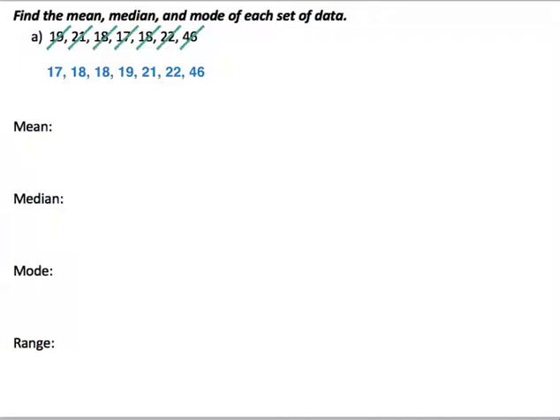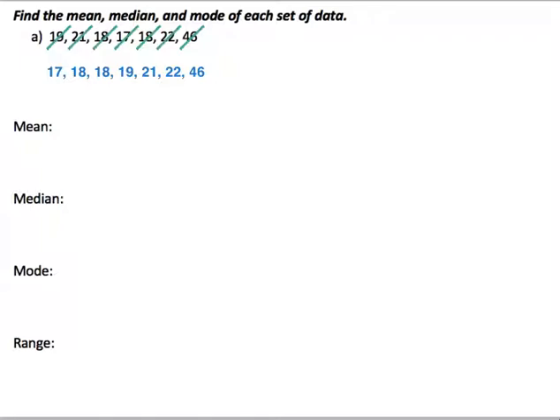So a good thing to do to double check that you didn't skip one is to count the numbers in your list. Here we have 1, 2, 3, 4, 5, 6, 7 numbers, and make sure that's the exact same numbers as you had in your original list. 1, 2, 3, 4, 5, 6, 7. Yep, still 7. We didn't miss any. So step 1 is always to reorder your list from least to greatest.